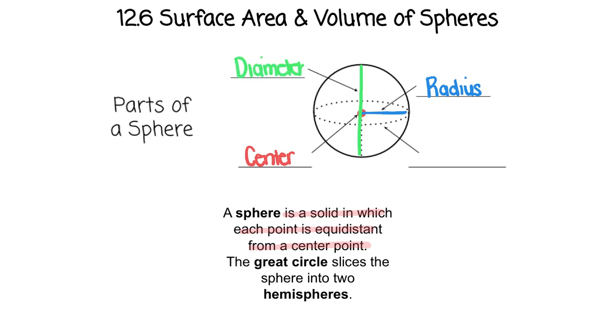And then we have one new vocab term, and that is the vocab term for this guy right here. That is called the great circle. The great circle slices the sphere into two hemispheres. So the great circle. All right, now we're going to jump in and we're going to find the surface area and volume of spheres.